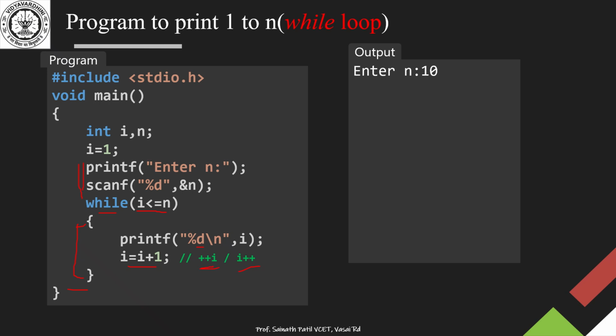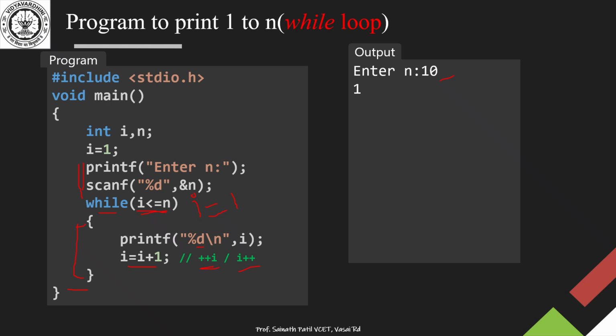So it will ask to enter a number. I enter, for example, 10. So in the while loop, at this position it will check the value of i, which is initially 1. So 1 is less than 10. So it will enter the loop and execute printf("%d", i). The value of i, 1, will be printed, and then i is incremented: i is equal to i plus 1.